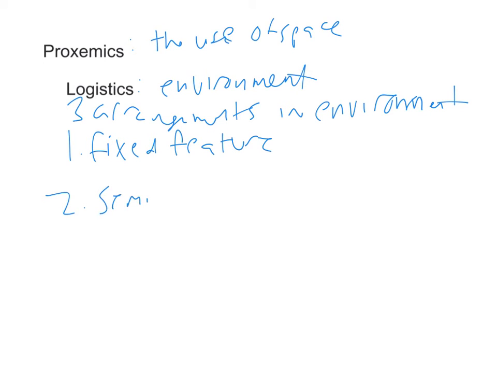Next, you have semi-fixed features. So semi-fixed features are features that are relatively mobile and somewhat changeable in an environment, but it takes a lot of effort. So, for example, you might have the placement of large furniture, and you could move it, but it just takes a lot of work to do it. Or you might have a rug or paintings or something that it's not easily movable, although it's not permanently fixed to the environment either, okay?